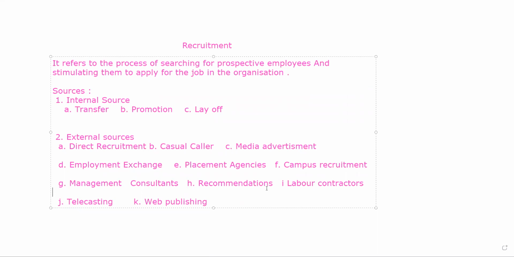So this is all about the external sources of recruitment. What we have done today is the meaning of recruitment and the sources of recruitment, which can be internal or external. It is all for the day, and if anybody has any query, please ask.